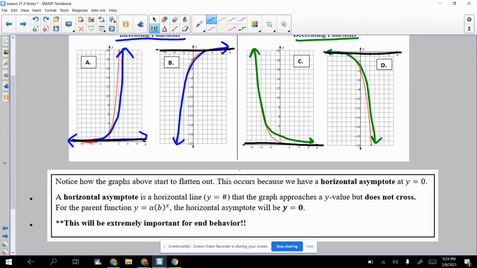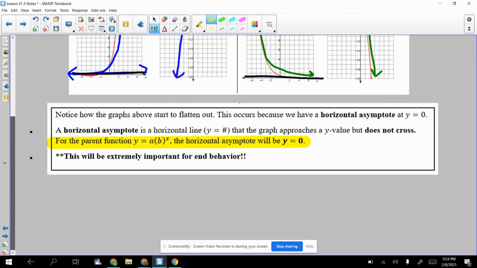Okay, so it says here for the parent function, which we know is the most basic function, y equals a times b to the x, which we saw in our video yesterday, the horizontal asymptote will be y equals 0. So that's why in each of these, there aren't any transformations. That is why it's approaching y equals 0. That's where the asymptote is. This is going to be extremely important for end behavior, which is what we're going to talk about next.